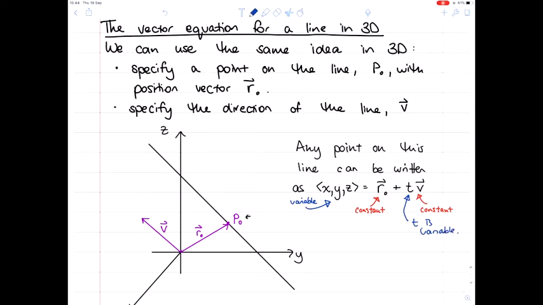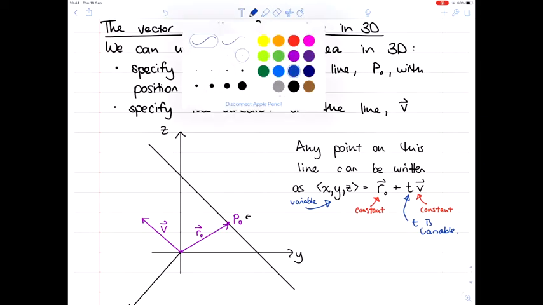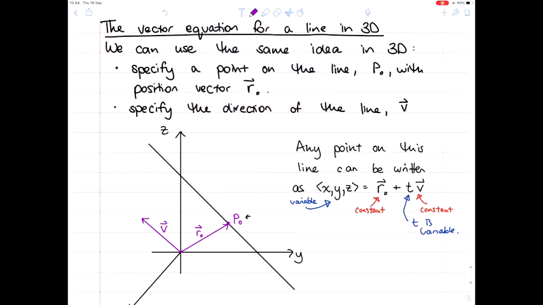So how do we get the points on the line? Well, we already know one point on the line, which is this point P naught. If we want to get any other point, then what we do is we start at P naught, because we're starting off at the position specified by R naught, which is the point P naught, and then we're going to add some multiple of our direction vector v. So we start at the origin, we head to the point P naught, and then we're going to add some multiple of v.